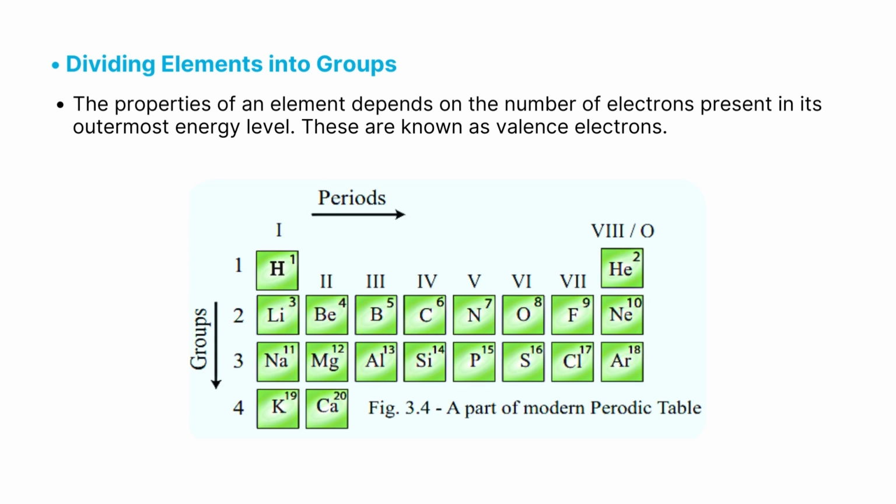If you look at all the other elements in that group, sodium, atomic number 11. So the electronic configuration is 2, 8, 1. Valence electron is 1. Potassium, atomic number 19. Electronic configuration 2, 8, 8, 1.